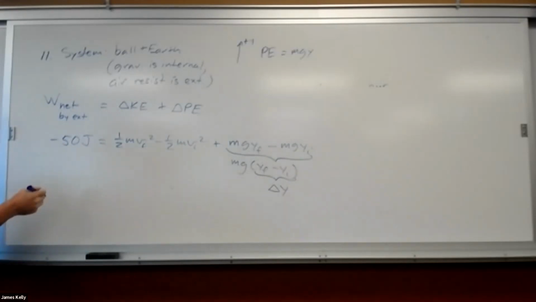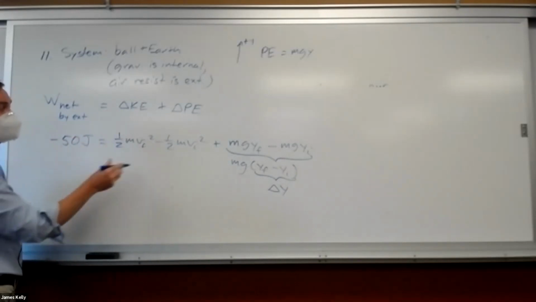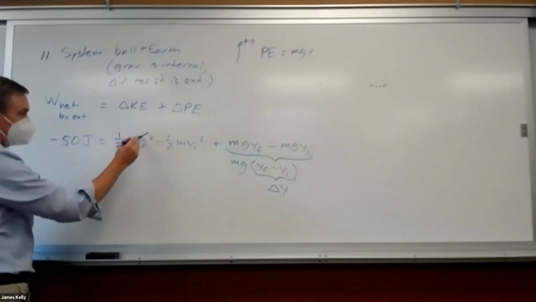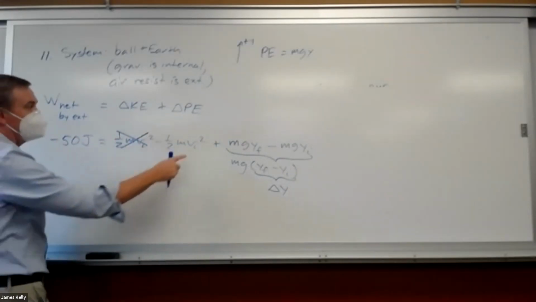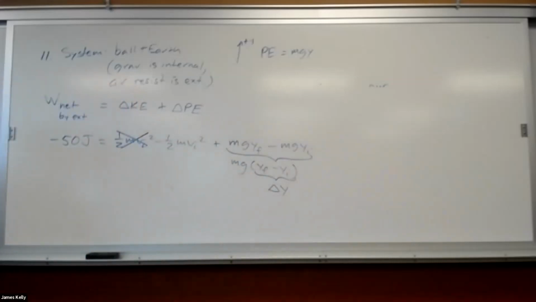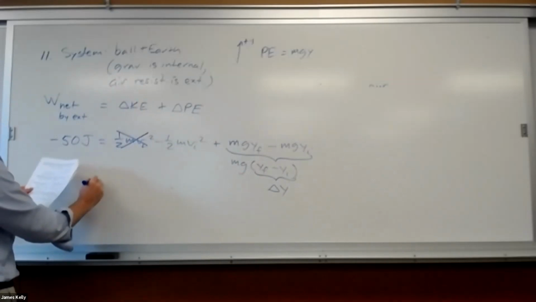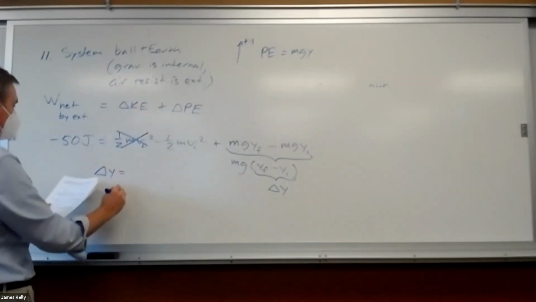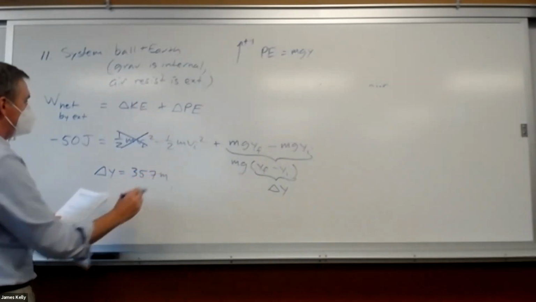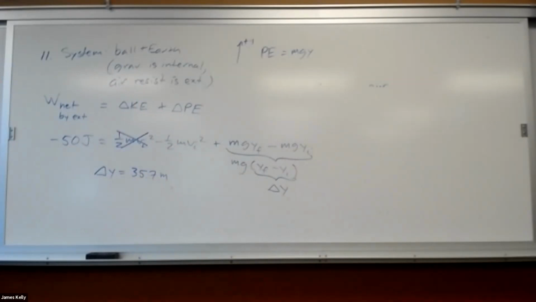But in any case, I can just now plug in the numbers. I know everything in this problem. I know the mass of the ball. I know the final velocity is what? 0. That final velocity is 0. Initial velocity was given, and the mass of the ball was given, so I can solve for delta y there. I'm not sure how this person knew that minus 50 joules of work is done, but in that case, I could calculate how far up it goes. And I get 35.7 meters when you run it through here.